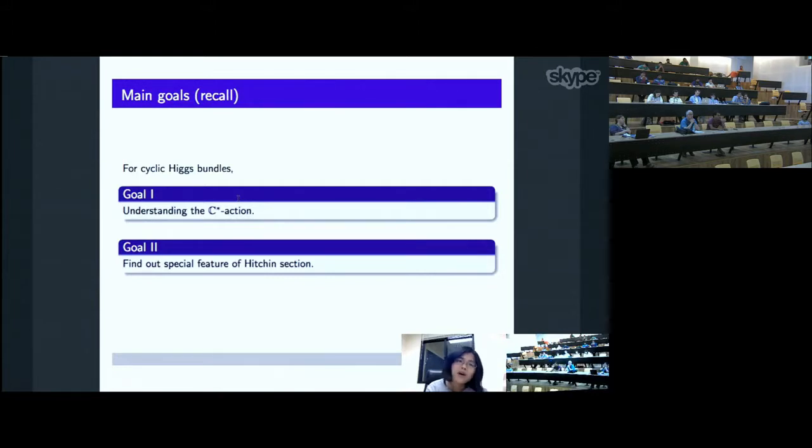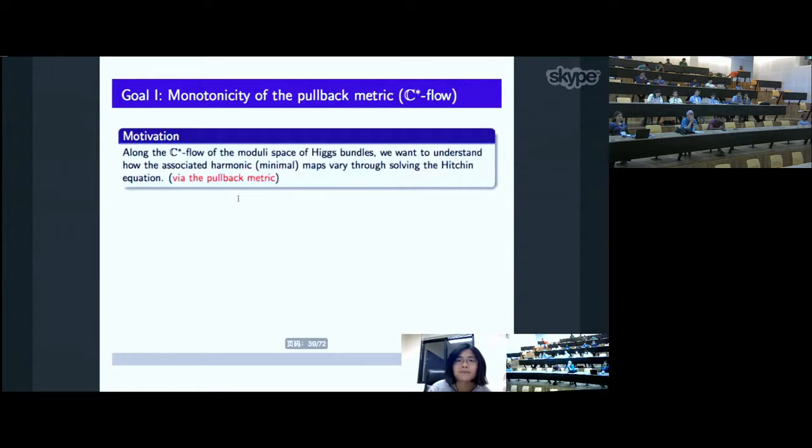So let's recall our main goal: for cyclic Higgs bundles, we need to understand the C-star action and then try to find what's special about the Hitchin section. The first goal is talking about the monotonicity of the pullback metric along this C-star flow. The motivation is, along the C-star flow of the moduli space of Higgs bundles, we want to understand how the associated harmonic map varies. If n is greater or equal to 3, it's also minimal, varying through solving the Hitchin equation.